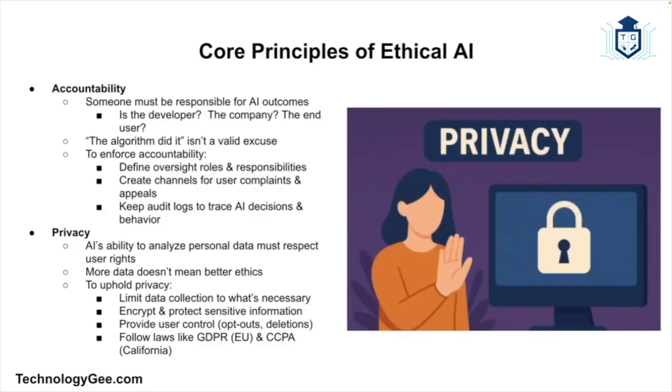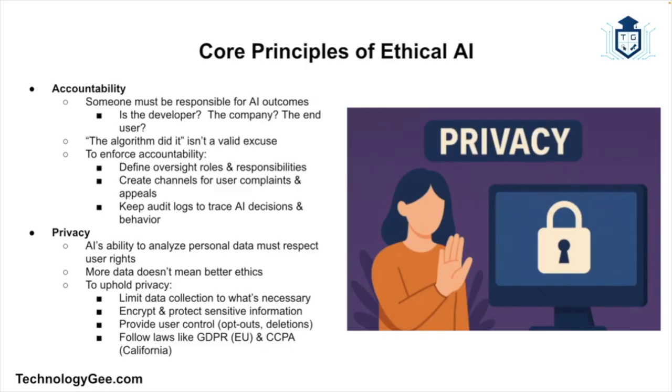Another principle is accountability. So, who's responsible when AI makes a mistake? Is it the developer, the company, or the person who used it? Now, we can't shrug and say that the algorithm did it. Someone must be accountable for the outcomes of AI systems. So, practicing accountability basically defines clear roles for decision making and oversight. It establishes appeal mechanisms for users that are harmed by AI decisions, and it maintains audit trails to track AI activity. And then that leads us to privacy.